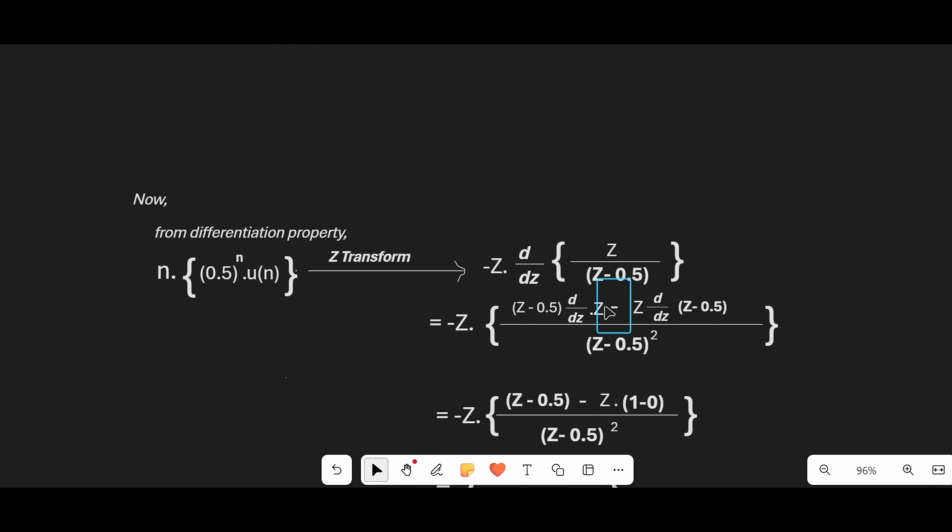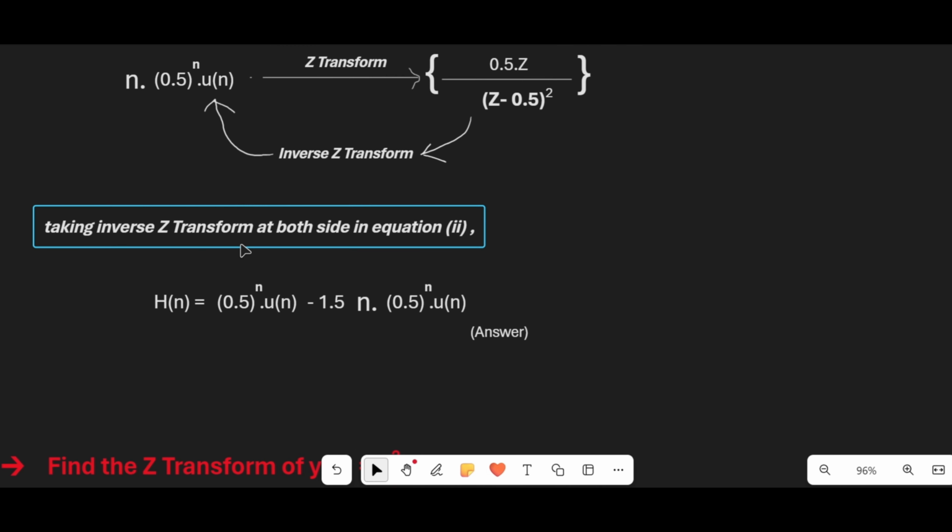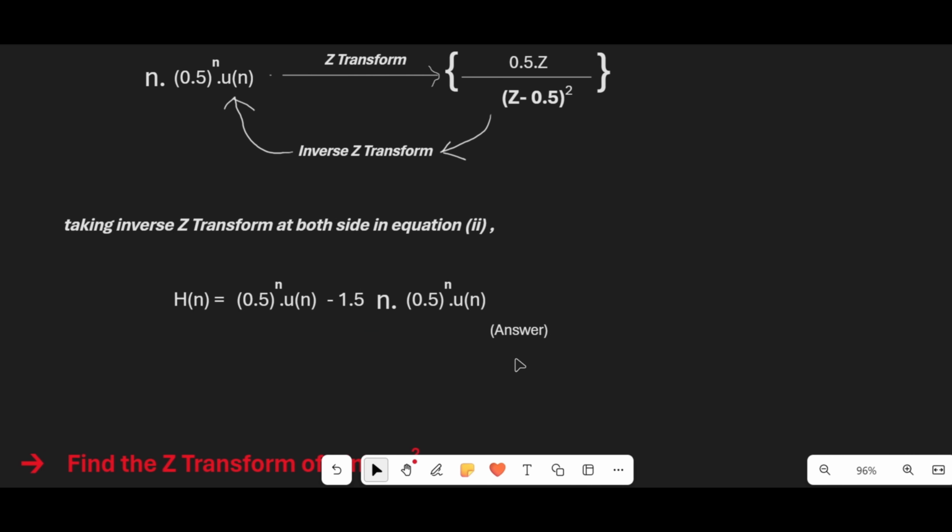That's why, taking the inverse Z transform on both sides in equation 2, we find the inverse Z transform: h of n is 0.5 to the power n into u of n minus 1.5 into n into 0.5 to the power n into u of n. This is the answer.